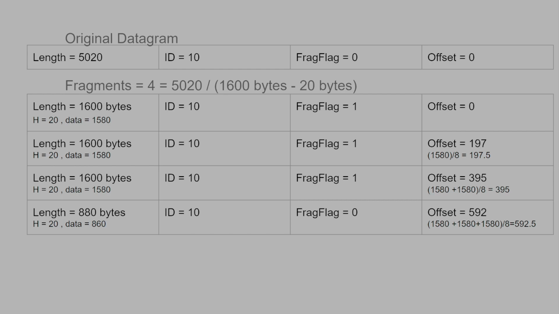For fragment 3, the offset is equal to all preceding data divided by 8, and in this case it is 1580 plus 1580 divided by 8, so we get an offset of 395 8-byte blocks. And then for fragment 4, we follow the same procedure. We take 1580 plus 1580 plus 1580, which represents all of the preceding data, and divide it by 8 to get an offset of 592.